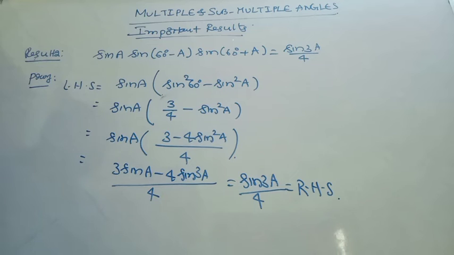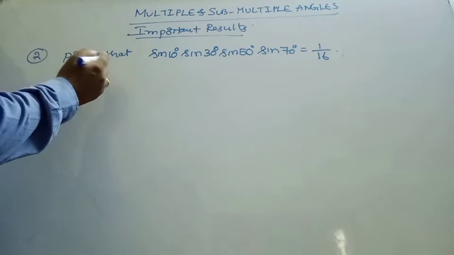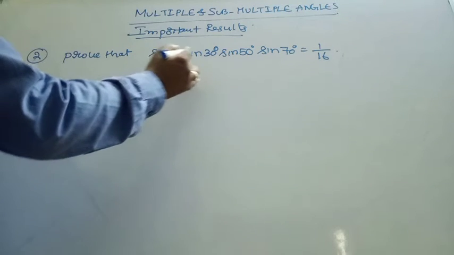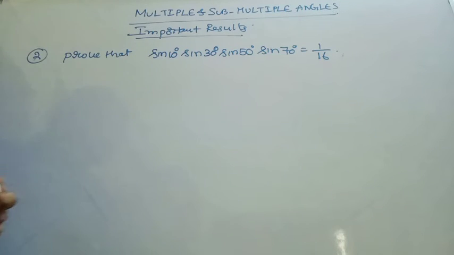You see, my dear students, this result is very, very useful while we are doing the problems. Now we will do one problem immediately based on this. You observe. Now see, my dear students, this is the second problem, based on the second result. Prove that sin 10 degrees, sin 30 degrees, sin 50 degrees, sin 70 degrees is equal to 1 by 16.